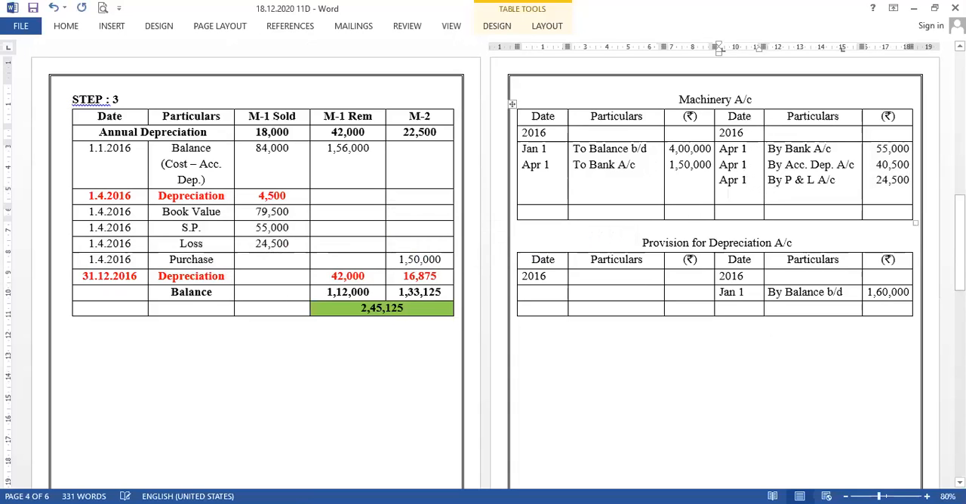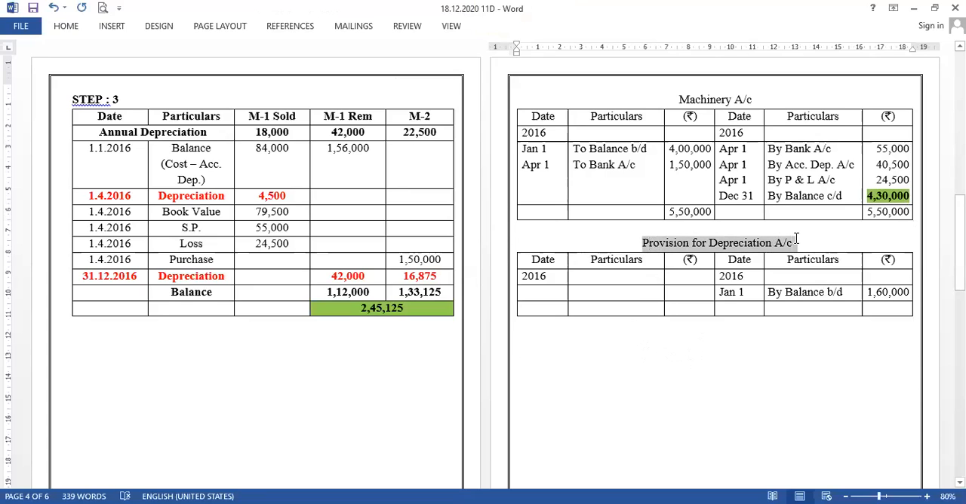So let me write the balance over here, December 31, and by balance CD, the amount will be, if you get the total in the balance, 4 plus 150, that is 5,50,000. And let me write 5,50,000. Okay, yes, difference please. 550 में से 120 जाएगा, तो 430 ही रहेगा.